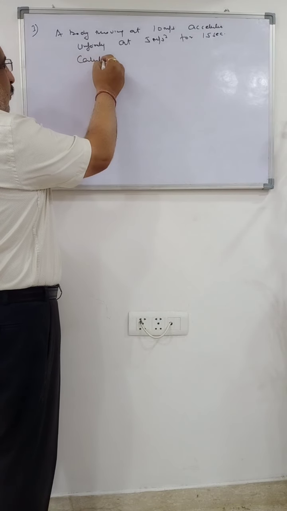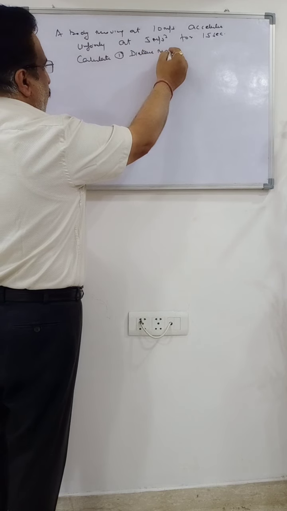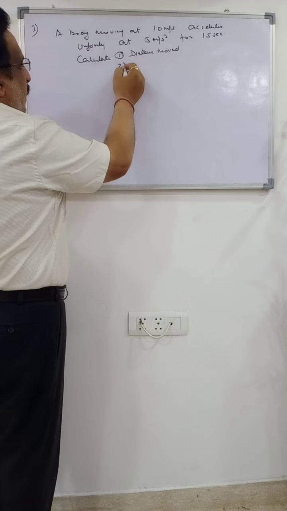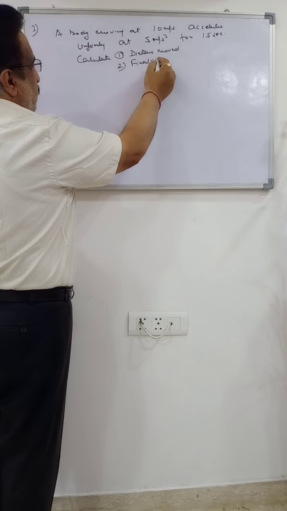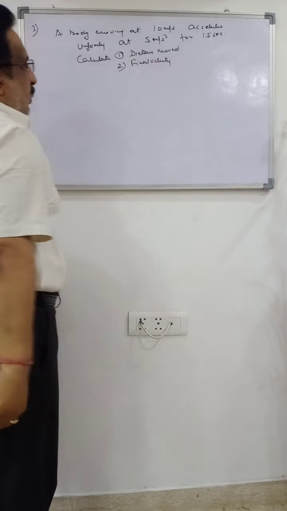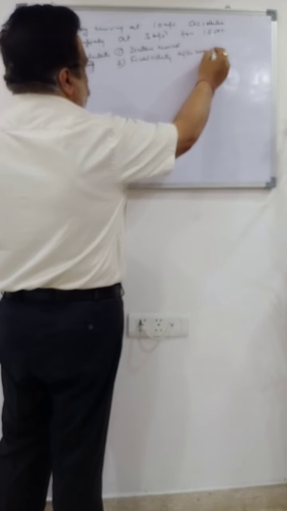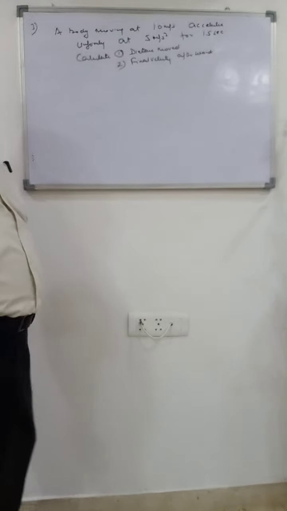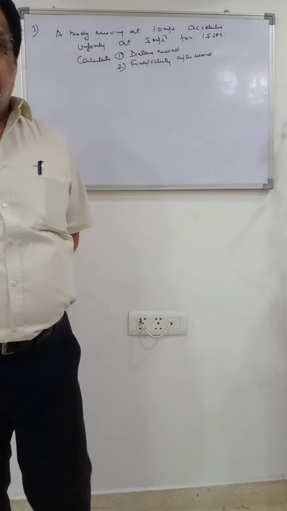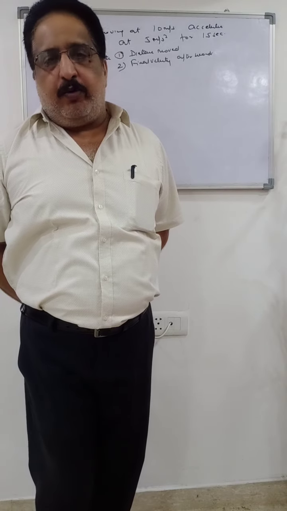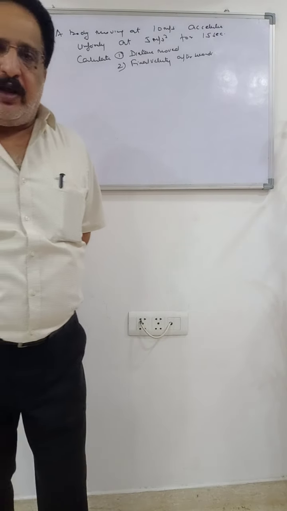Calculate number 1, distance moved, and number 2, final velocity after 15 seconds. So what you have to calculate? You have to calculate s, the distance, और फिर then secondly you have to calculate the final velocity v of the body. So first of all we'll calculate the distance and then the final velocity.